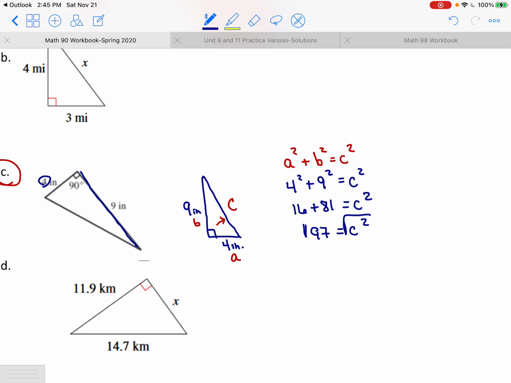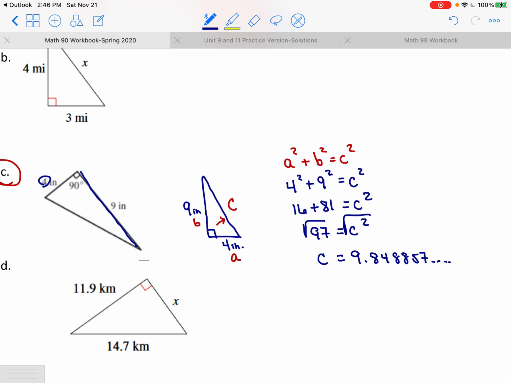And I want to square root both sides. If I'm uncomfortable with that C being on the right, I can switch it around. It doesn't matter. So C is going to be the square root of 97. And if we go to our calculator and take the square root of 97, that originally gives me 9.8488 and so on. It's a long irrational number.